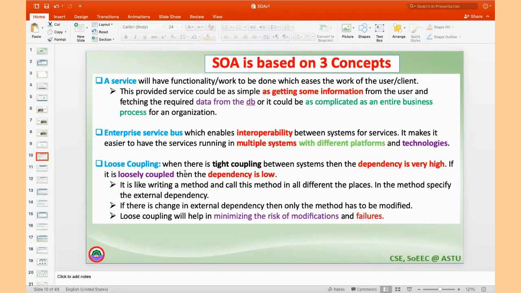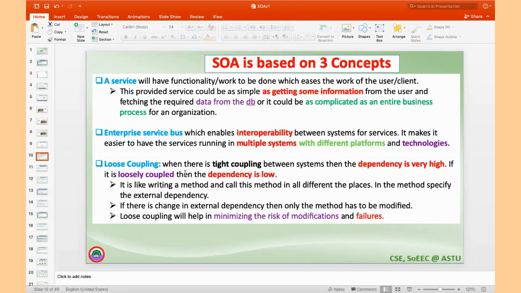Loosely coupling is nothing but the dependency between these interfaces being very low. The opposite of tight coupling is loose coupling. So we don't want tight coupling in a service oriented architecture. We have to consider loose coupling and the independence of these services. If one service fails, another service should not fail because of the first service's failure.